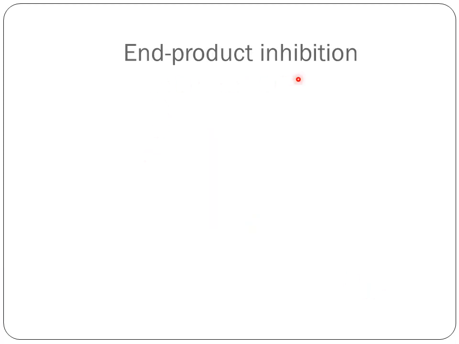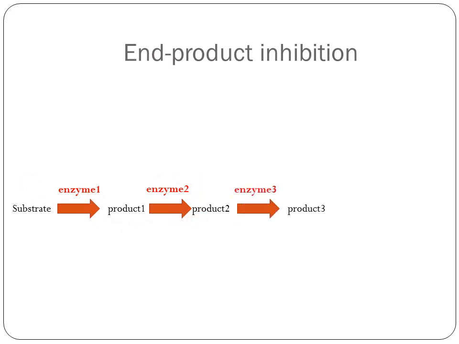Finally, there is something in the body called end product inhibition, and this is a mechanism of many inhibitors. Suppose that we have a series of metabolic reactions catalyzed by enzymes. We have, for example, a substrate that changes to product 1, and product 1 is changed to product 2. The first step is catalyzed by enzyme 1, the second step is catalyzed by enzyme 2, and product 2 is changed to product 3 with the help of a third enzyme. So this is a series of metabolic reactions catalyzed by 3 enzymes.